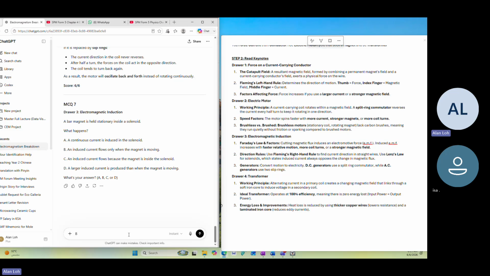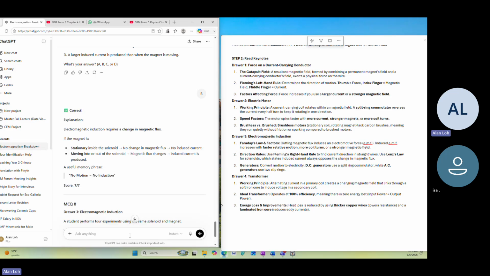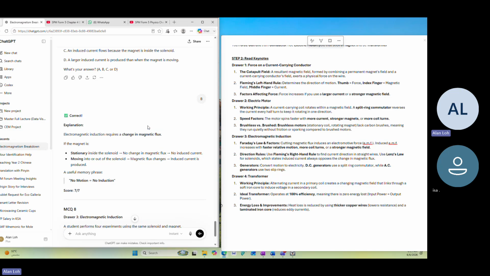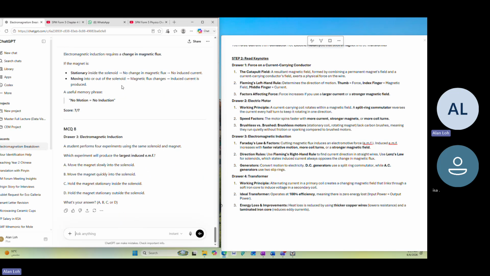Okay, let's try B. D: a large induced current is produced when the magnet is moving. When the magnet is moving faster, then a larger induced current is produced. Yes, it is correct, but it's not as correct as B. That's why.